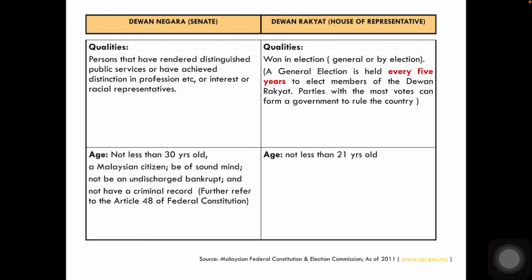So, had umur bagi senator not less than 30 years old, must be a Malaysian citizen, must be sound mind, waras, not be an undischarged bankruptcy, and not have a criminal record. So, these are according to Article 48 in the Federal Constitution. So, meanwhile, for the Dewan Rakyat, the age must not less than 21 years old. So for this subtopic, you may refer to the SPR punya website lah. So dekat SPR dia ada ceritakan tentang requirement untuk menjadi ahli Dewan Rakyat dan juga ahli Dewan Negara.